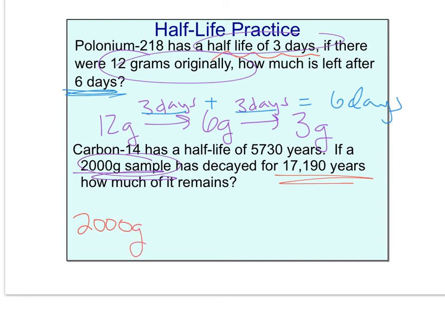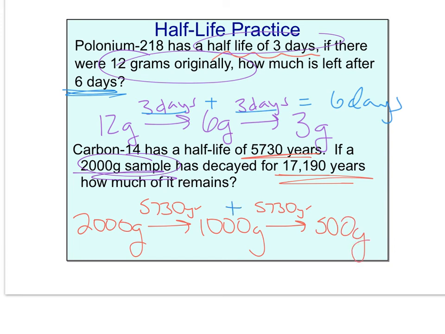All right, and then each half-life, we're told, is 5,730 years. So after 5,730 years, because that's one half-life, the 2,000 will cut in half, because a half-life is the time it takes half of it to go away, so that'll be 1,000 grams, okay? Now the goal is to get to 17,190. We're not there yet, so we'll go again. Do another 5,730 years. And now we're down to 500 grams.